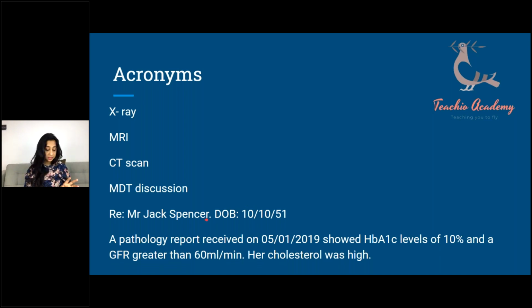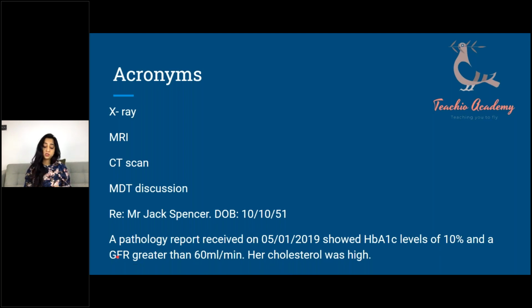Let's just look at this sentence. A pathology report received on the date showed HbA1c levels of 10% and a GFR greater than 60 mils per minute. Her cholesterol was high. So just notice that cholesterol, we'll put that in small letters because that was an investigation, but it's not an acronym. So it's not a short form, it's a full form. So that's why it's in small letters. But HbA1c and GFR, which are also investigations, but they are short forms of investigations, are in capital letters.